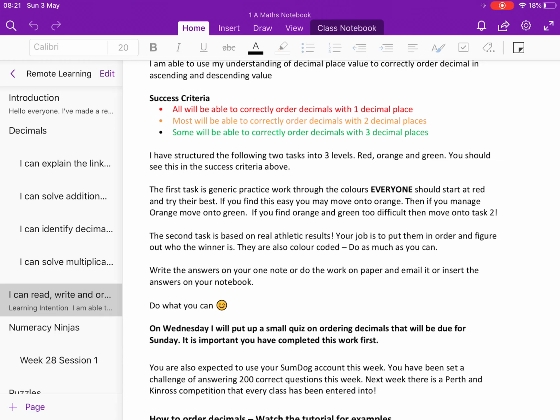That's task 1, just generic practice. The second task is based on real athletic results. Your job is to order them and figure out who the winner is. Again, they're colour coded, so they're red, orange and green. You just do as much as you can.